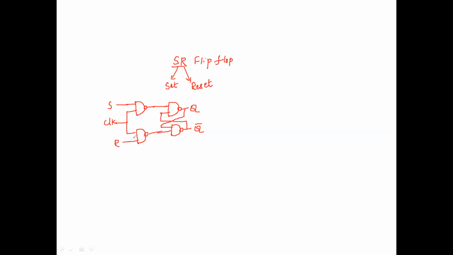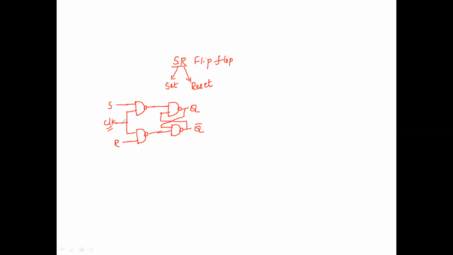Yes, this is the logical circuit for the SR flip-flop. The SR flip-flop consists of two inputs, that is S and R, and two outputs, that is Q and Q bar. Always Q and Q bar are complements of each other. And one more input we are using is the clock signal. The clock signal is very important to activate the SR flip-flop. That means the output changes whenever there is a change in the clock signal.